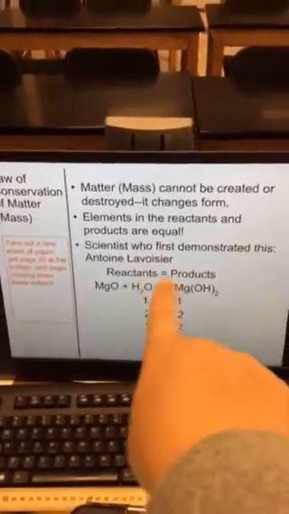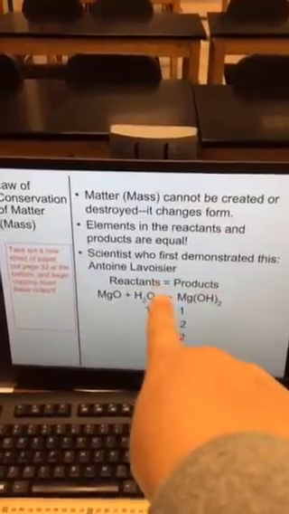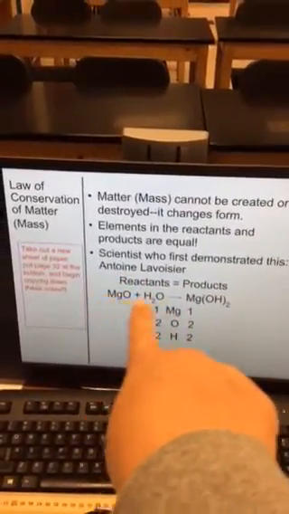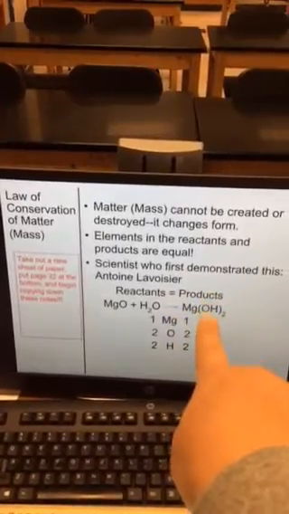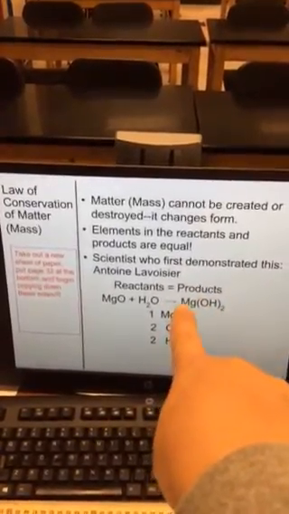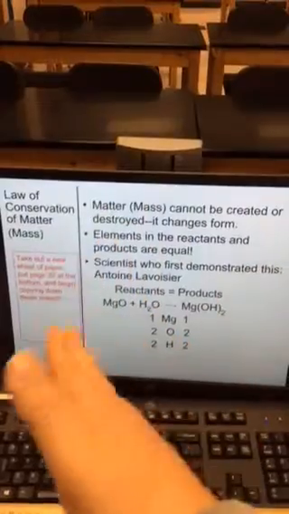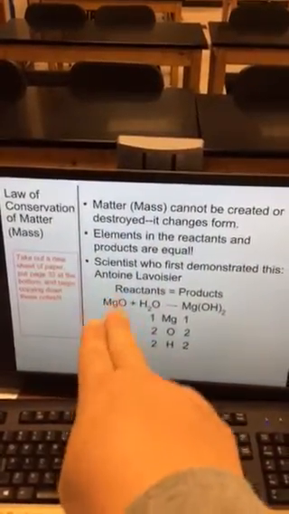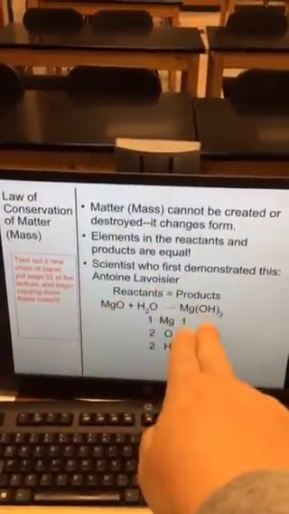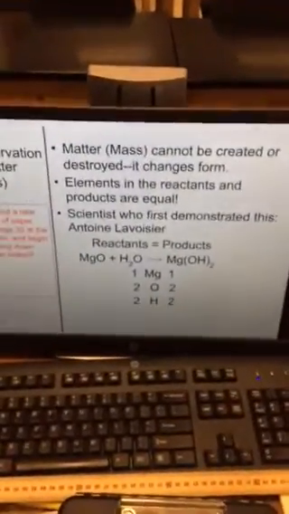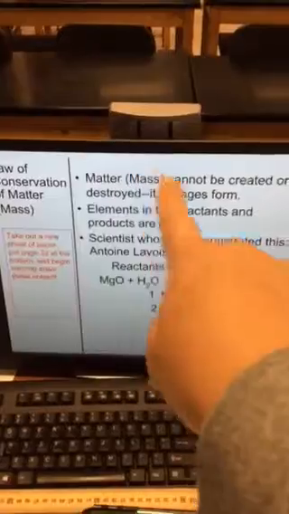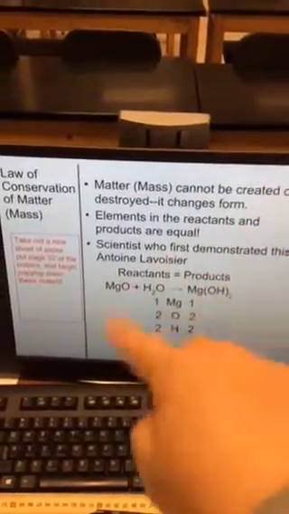So we have reactants and we have products. This side of the arrow is called the reactants. So those two compounds would be reactants. And this compound would be the product. So what we look for is, do we have the same number of atoms of each element on this side as we have on this side? Because according to the law of conservation of mass, both sides have to be equal.